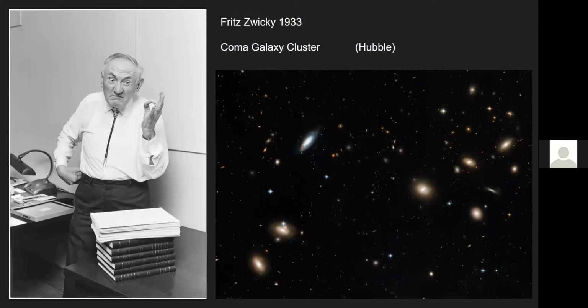So now we rewind a bit to the evidence that our heroine had ended up using to figure out that measuring orbital speeds would be a good idea. And that's Fritz Zwicky back in 1933. He was studying the Coma galaxy cluster, and he was measuring the speeds of the galaxies at the edge of the cluster.